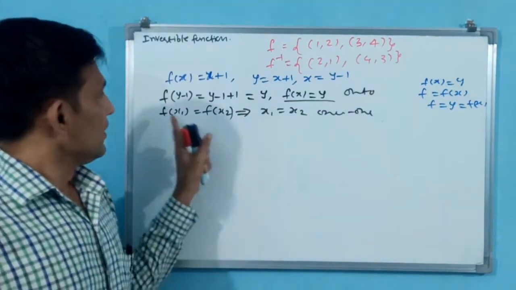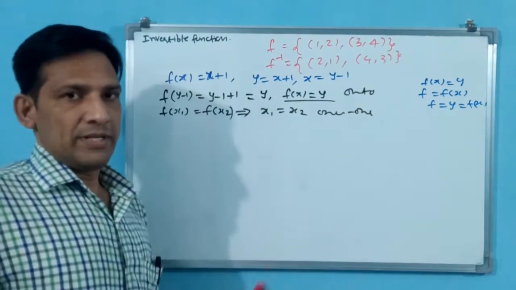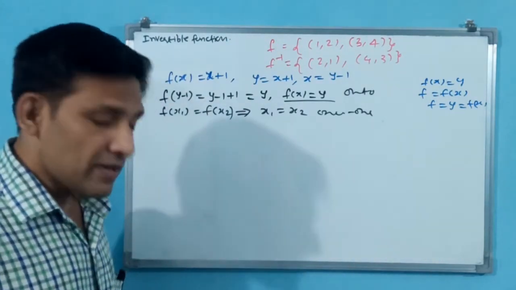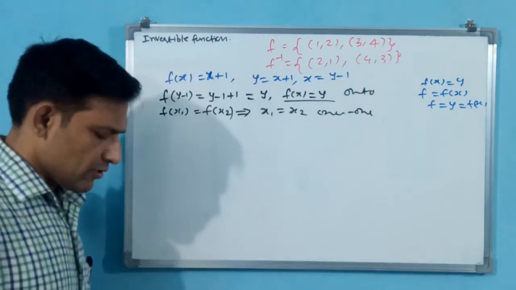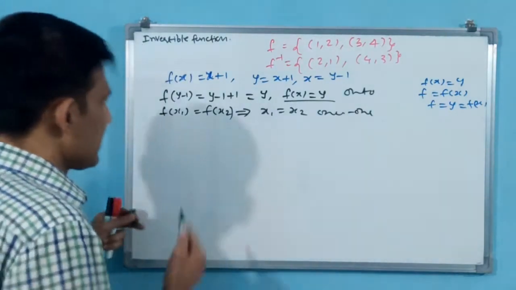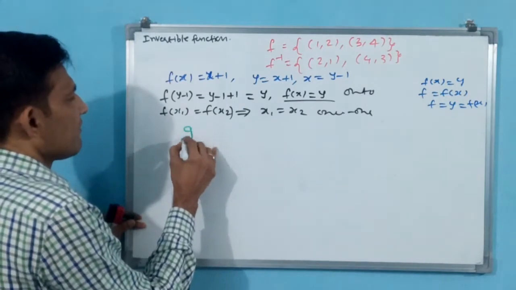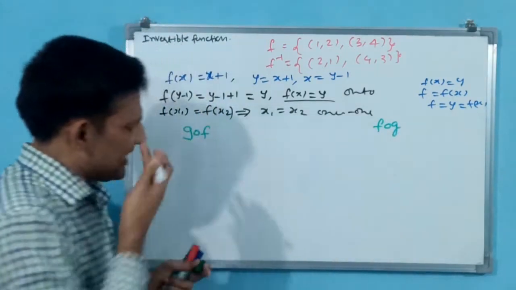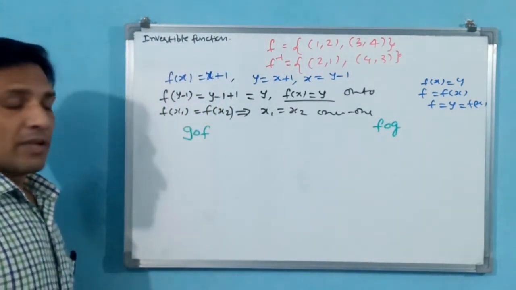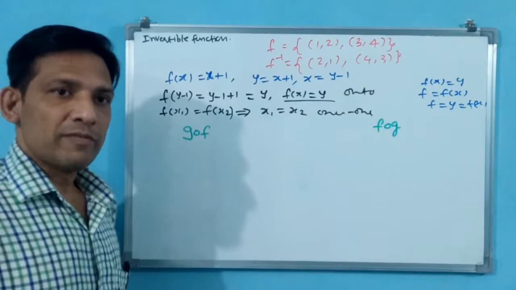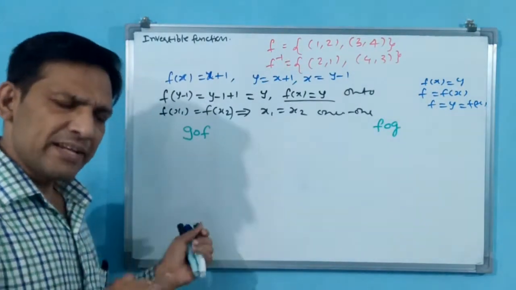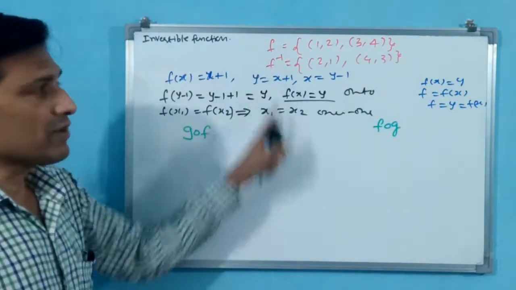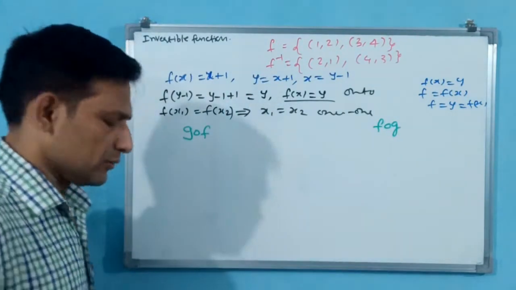Now we will compare this with the new procedure. The new procedure came after GOF and FOG. That you have to keep in your mind. Say I am writing here FOG and GOF. After the coming of GOF and FOG, there is a slight modification, but similarities are there. For an invertible function, you can even write the inverse directly.